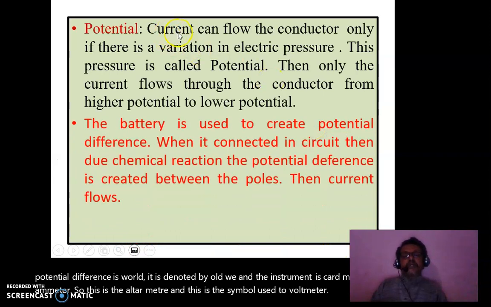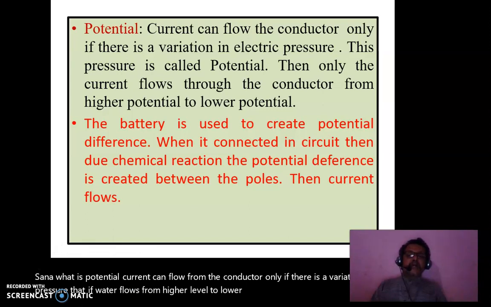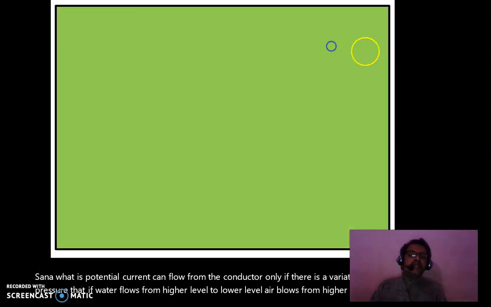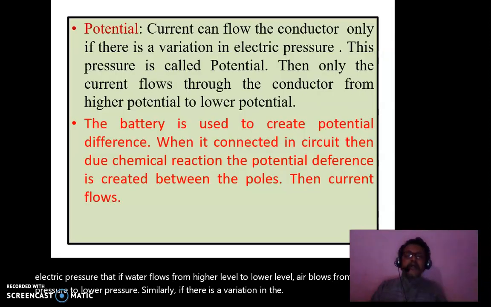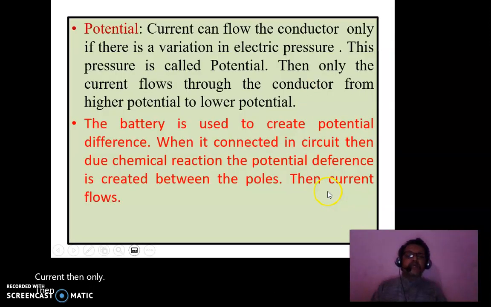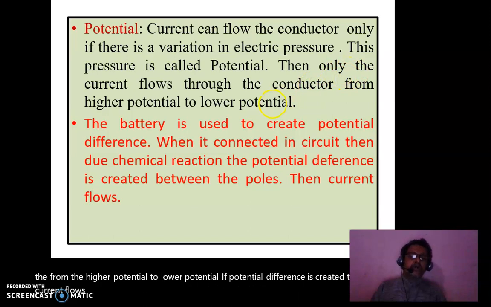So now what is potential? Current can flow through the conductor only if there is a variation in electric pressure. You know that water flows from a higher level to a lower level, and air blows from higher pressure to lower pressure. Similarly, if there is a variation in potential, then only current flows. So that is called potential. Only if a potential difference is created, then the current flows through the conductor from higher potential to lower potential.